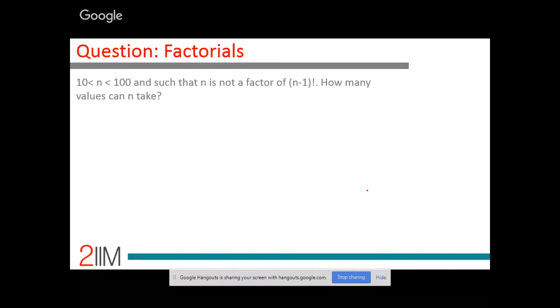Ten less than n less than 100 such that n is not a factor of n minus 1 factorial. So, we want a number n which is not a factor of n minus 1 factorial. Is 15 a factor of 14 factorial? Is 20 a factor of 19 factorial? When will a number n not be a factor of n minus 1 factorial? Effectively, this is saying how many two-digit prime numbers are there. Less than 100, how many primes? Two-digit primes? 21.